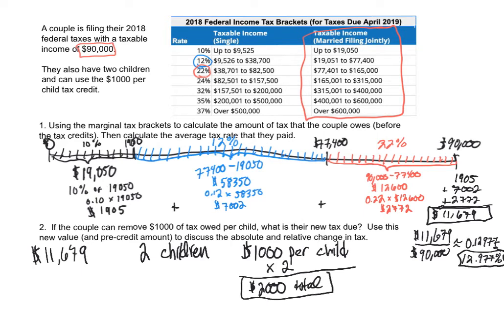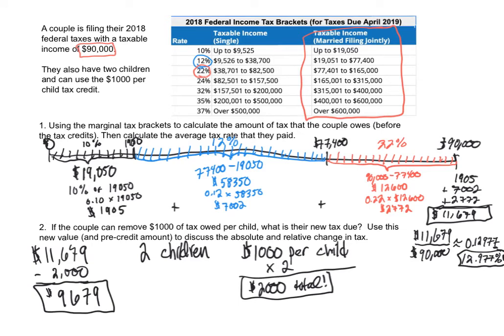So that's pretty good. We can take their $2,000. That's how much they can take away from the amount of tax owed, because this is a credit. This is a little bit different than a deduction at the beginning. This is just pure tax that they can take off. So we can subtract $2,000 from what they were to owe, and we get $9,679. So now that is their new amount of tax owed.